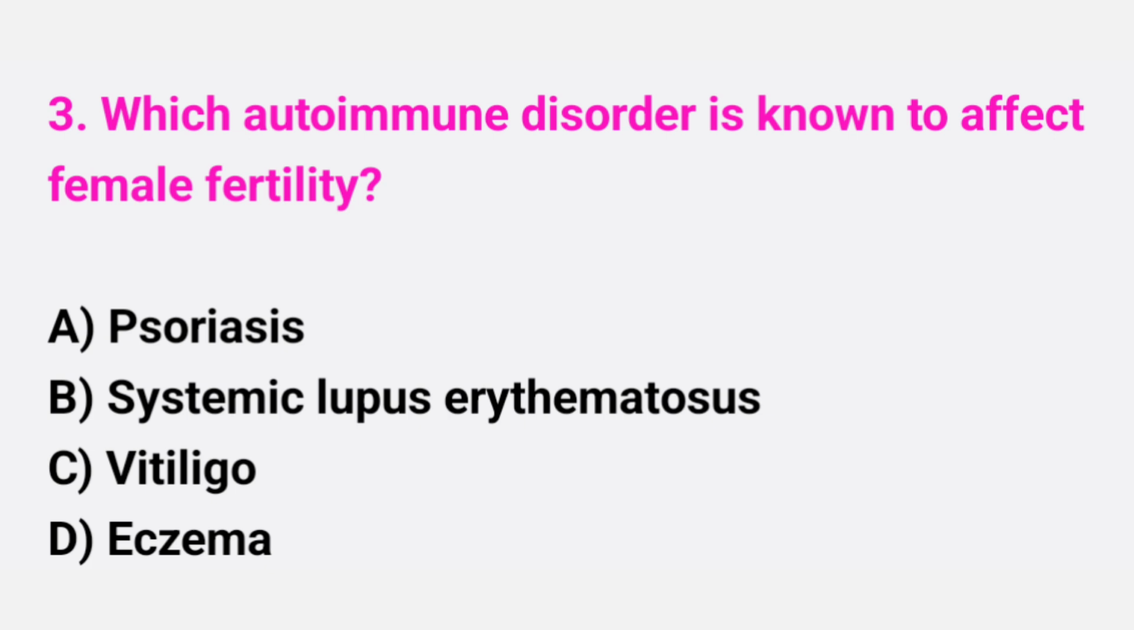Question number 3. Which autoimmune disorder is known to affect female fertility? The right answer is option B, systemic lupus erythematosus.